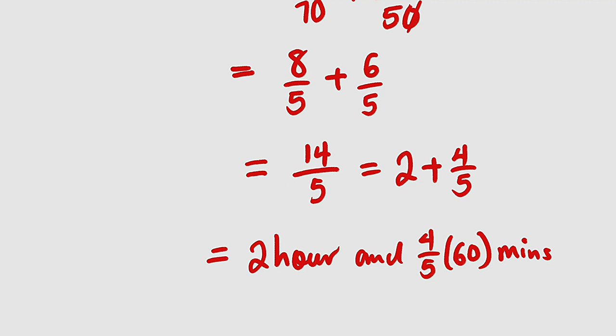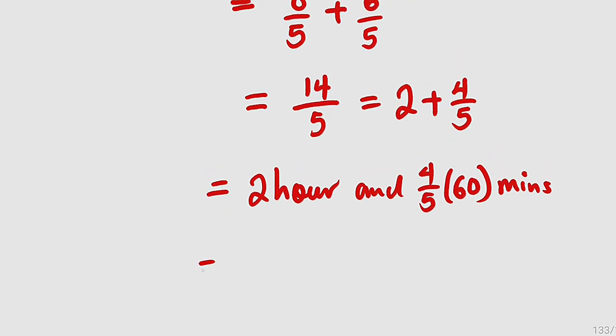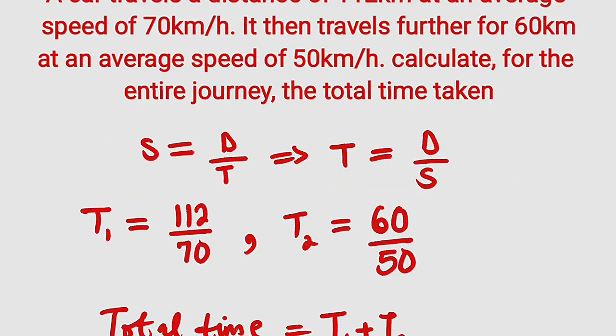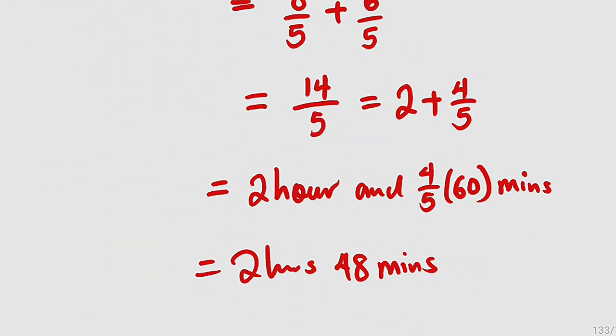Remember, if you multiply hours by 60, they are going to be converted into minutes. And we know that 5 can divide 60 twelve times, and 12 times 4 is 48. So this is exactly 48 minutes. So we have 2 hours, 48 minutes. So this journey will cover the whole of 2 hours, 48 minutes. This is all about question 1A. Let us move on to question 1B.